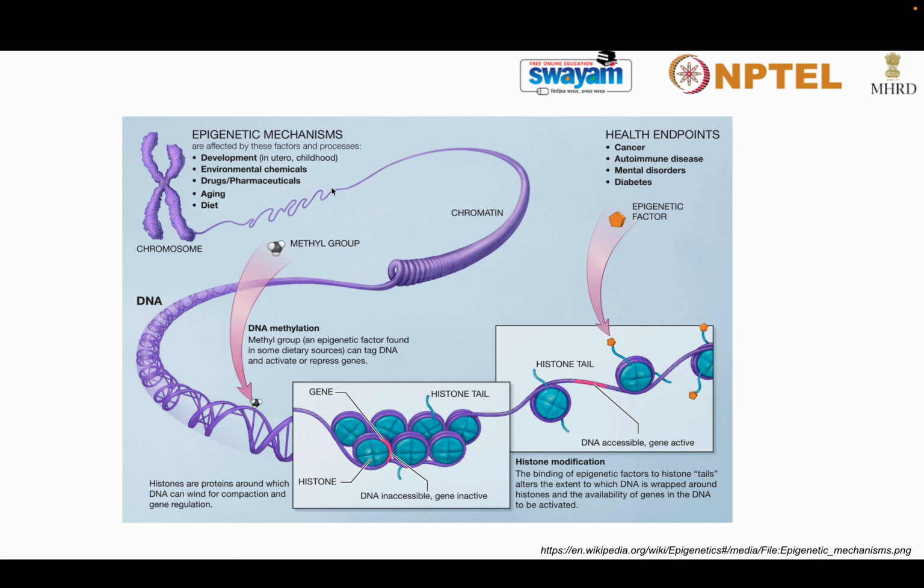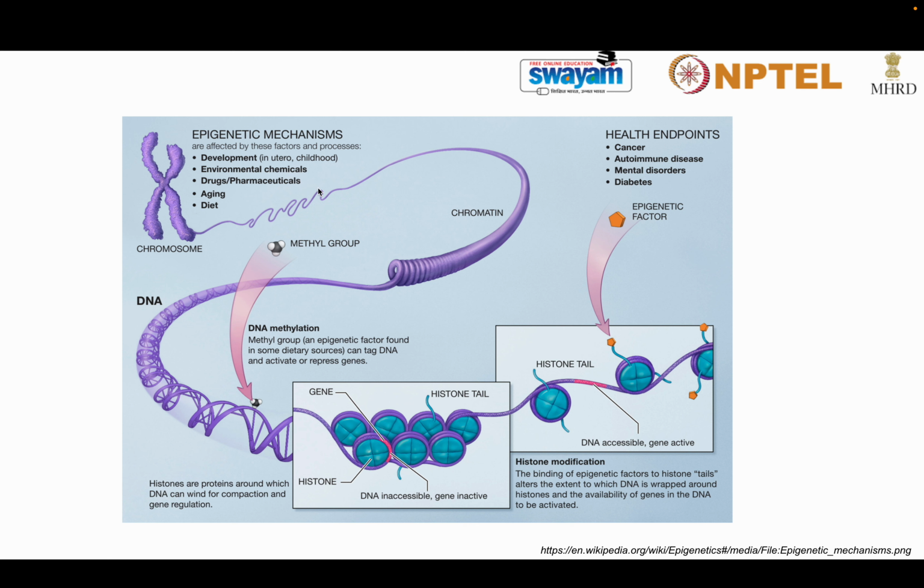Now, here I have given you the idea of what the different epigenetic mechanisms are, and how they're affected by different factors. So these factors are the development. For example, an individual inside the utero will have some different epigenetic mechanisms, whereas in childhood it has some different mechanisms, and with age it will have some different epigenetic mechanisms working on him. Then environmental chemicals. If you are exposed to some chemicals, then different epigenetic modifications will be observed in your genome.